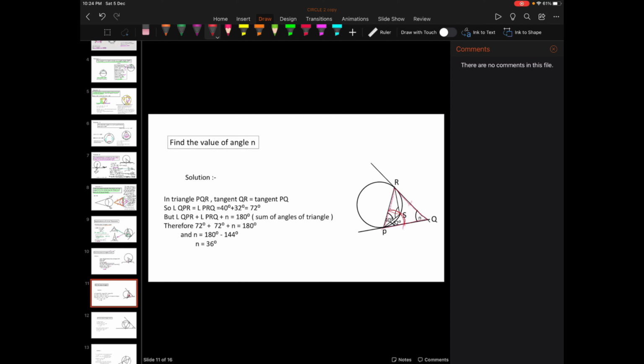But angle QPR plus angle PRQ plus N is equal to 180 degrees, sum of angles of triangle. Hence we can write 72 plus 72 plus N is equal to 180 degree. And N is equal to 180 degree minus 144 degree. Then N is equal to 36 degree.